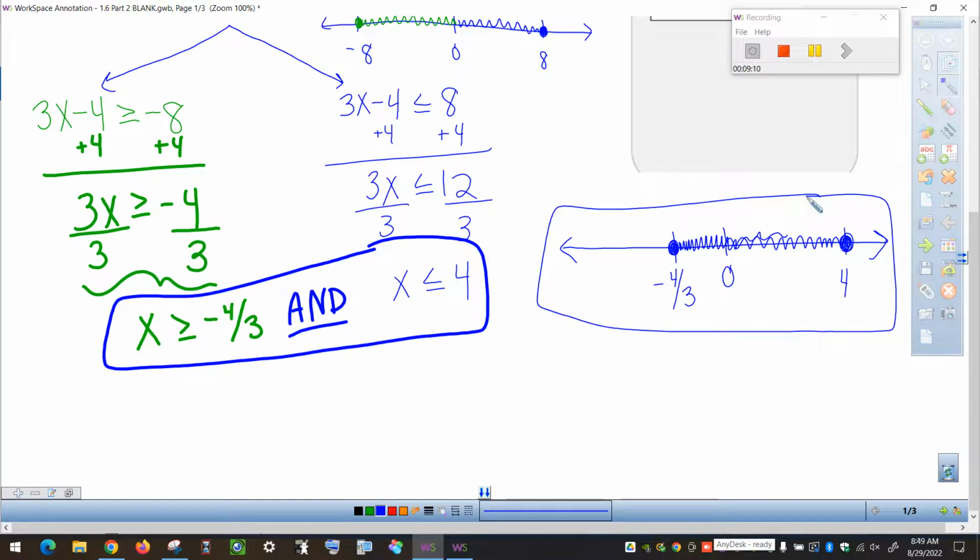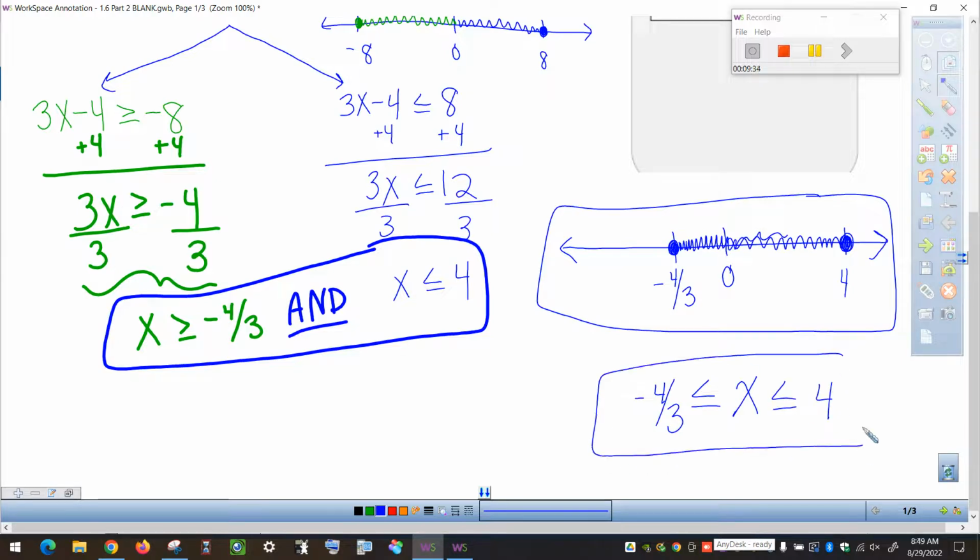Now, because of the word "and" and because we have this overlap here, now that we have our number line graph, we could actually turn it into this other version where we write it all as one statement. We could say, well, x is in between negative 4/3 and 4. So that would be a different way of saying the same thing. I think about it as like x kind of looks like it's in the middle of a sandwich. It's like literally sandwiched in between these two endpoints. So it has to be some number that's in between.